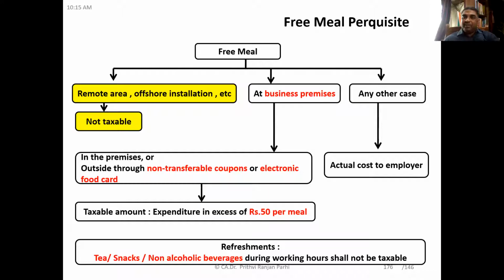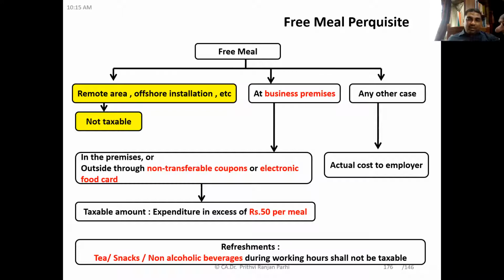Right. If it is transferable, then these conditions are not met. Consequently, it will become taxable. So employers should ensure that it is a non-transfer. But practically, some of you might have seen that these food coupons are also used by other people, employees' family members, outside. So employers should take reasonable steps to ensure that it is not transferable.